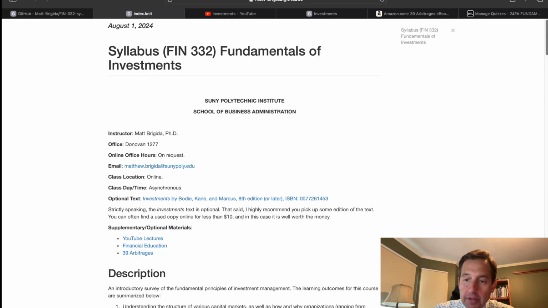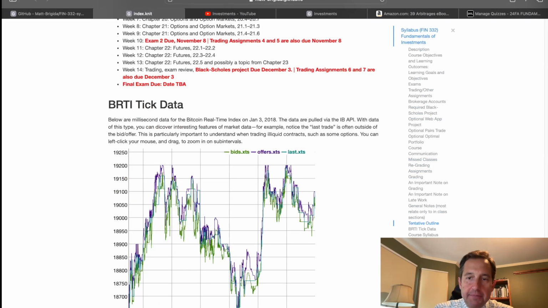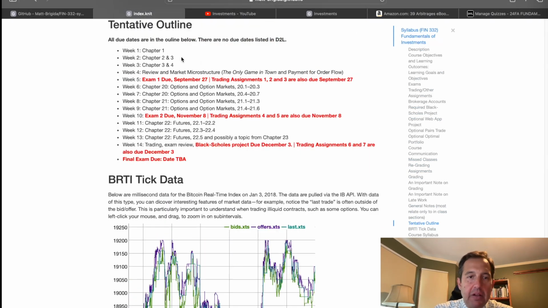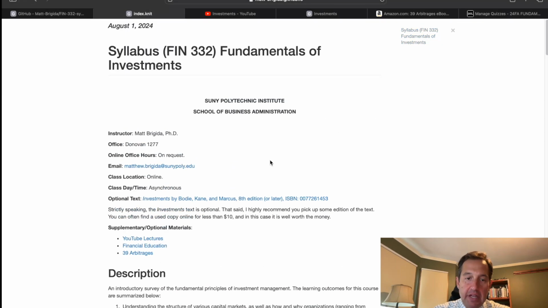I will note that the outline of the course, so if we go down here to the tentative outline, this goes along the chapters of that text, right? So chapter 1, chapter 2, and 3, this tells you what we are going to cover, and that refers to the text. So if you don't buy the text, you might want to ask, okay, well, what are the topics in this chapter?